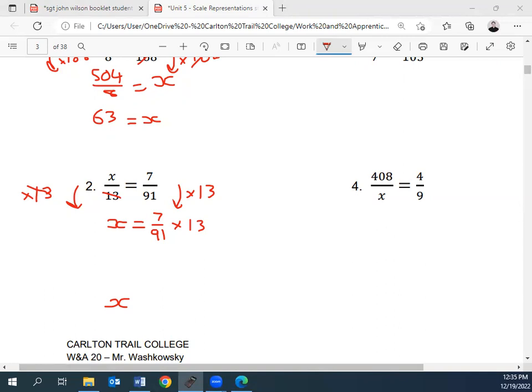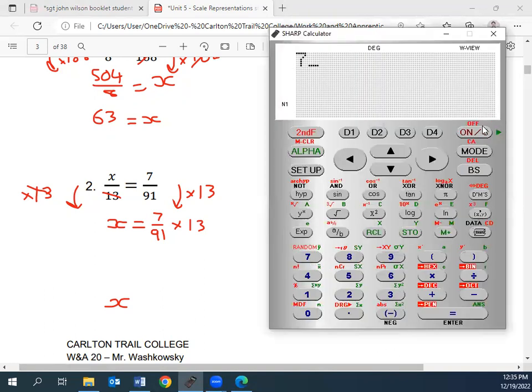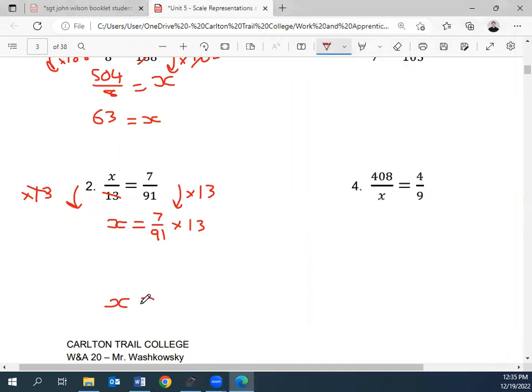So I take my calculator and I'm just going to put that in there. 7 over 91. And then take that whole thing, times it by 13. All of a sudden, it's just equal to 1.